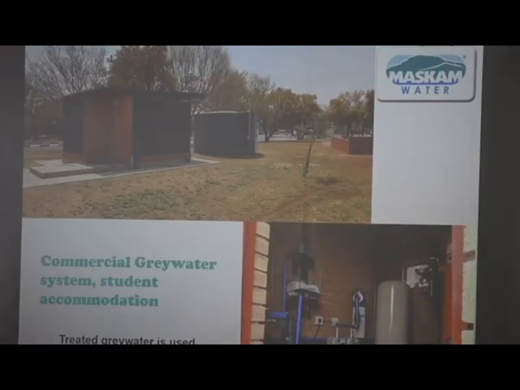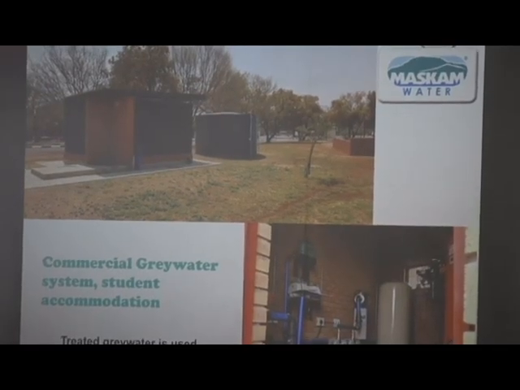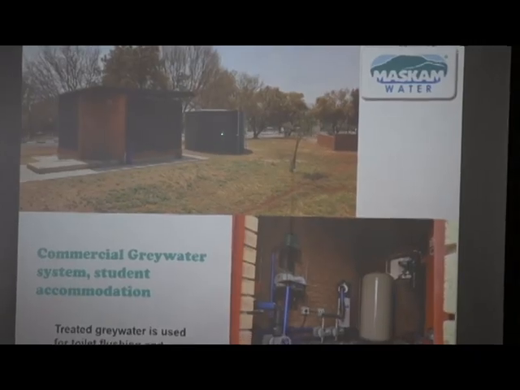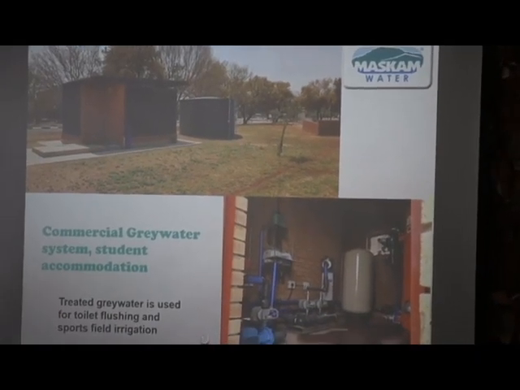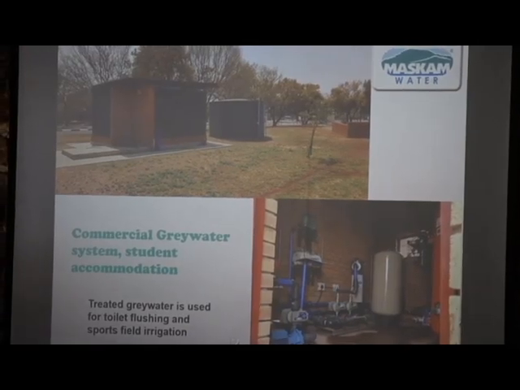And this is a university campus, where it's a grey water system. There's an underground collection tank below this building, and then it's filtered and stored in the tank there, and then used again for toilet flushing and for irrigating the sports fields. So these are the practical things that are possible with grey water systems.